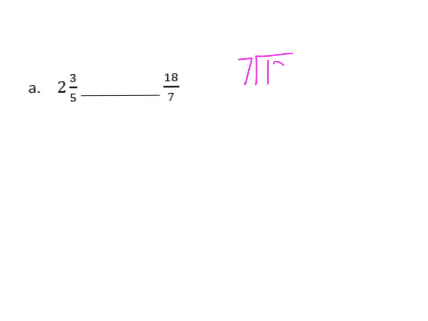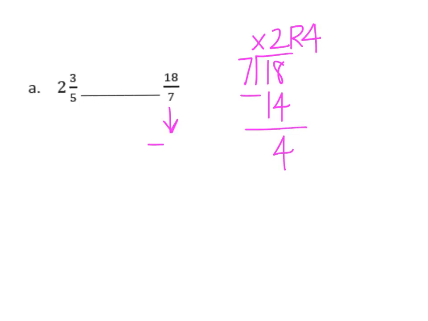So 7 goes into 18 2 times. 2 times 7 is 14. Subtract and I'm left with 4. 4 is less than 7. There's nothing to bring down, so 4 is my remainder. That means my mixed number is going to be 2 4/7. I can go ahead and rewrite the problem and then use cross multiplication to compare.